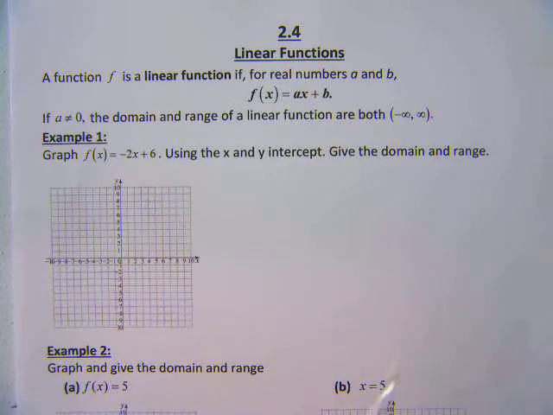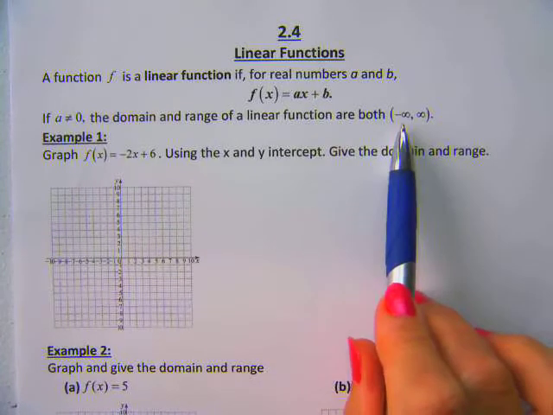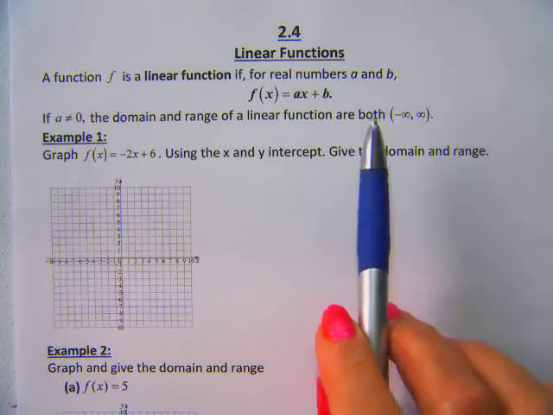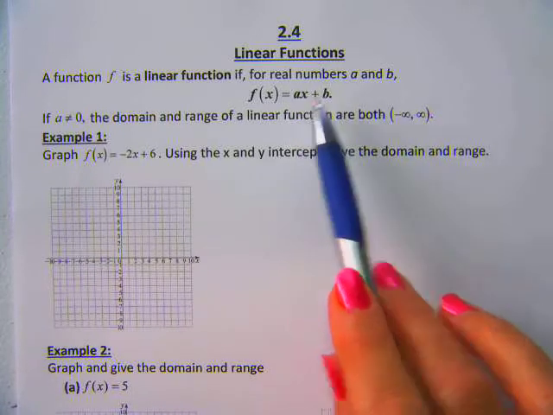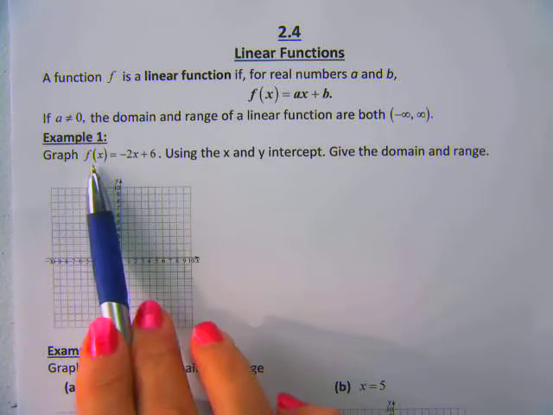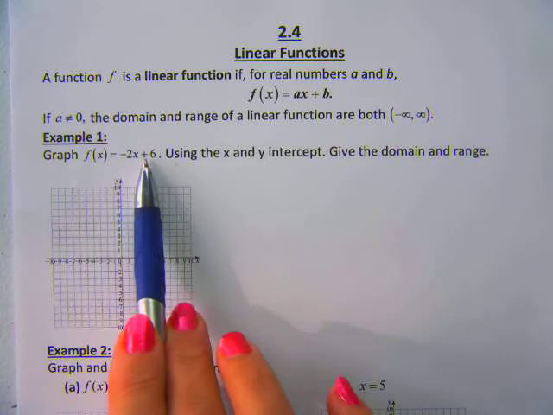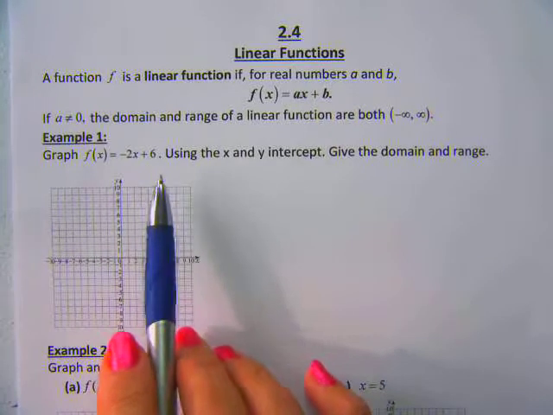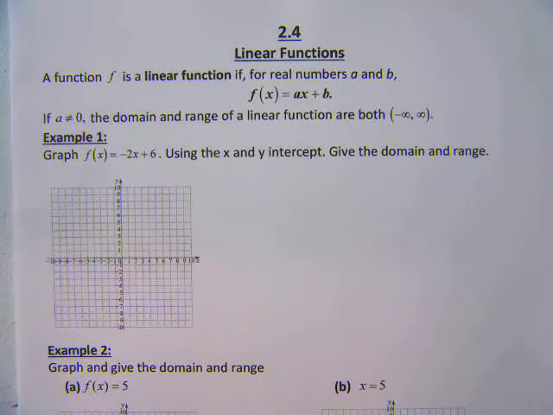Okay, and the domain and range of linear functions, where a cannot be 0, are negative infinity to infinity. Let's see. Example 1, let's graph f of x equal to negative 2x plus 6 using the x and y intercepts. We should know the x and y intercepts from previous class, but let's remember.